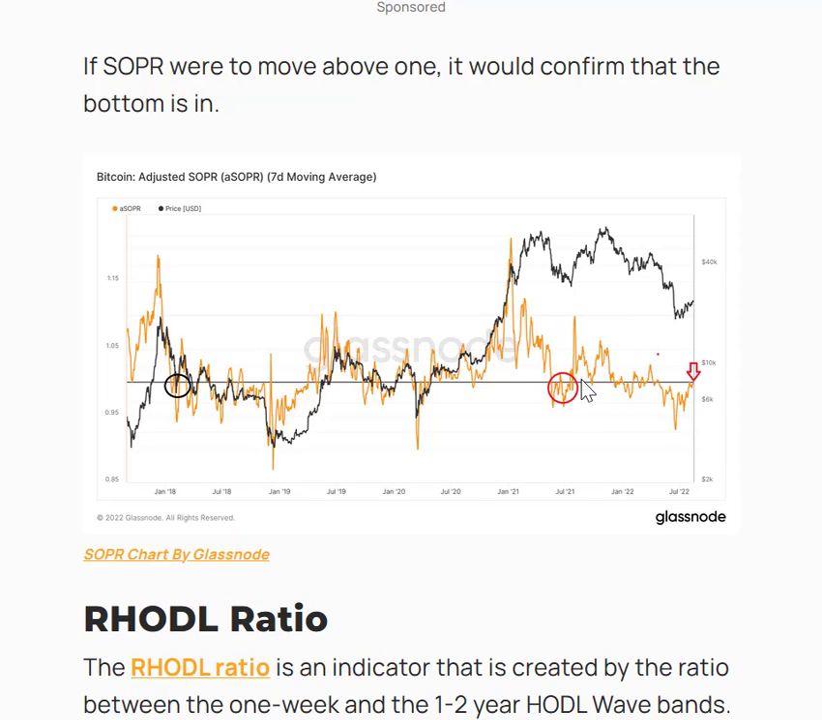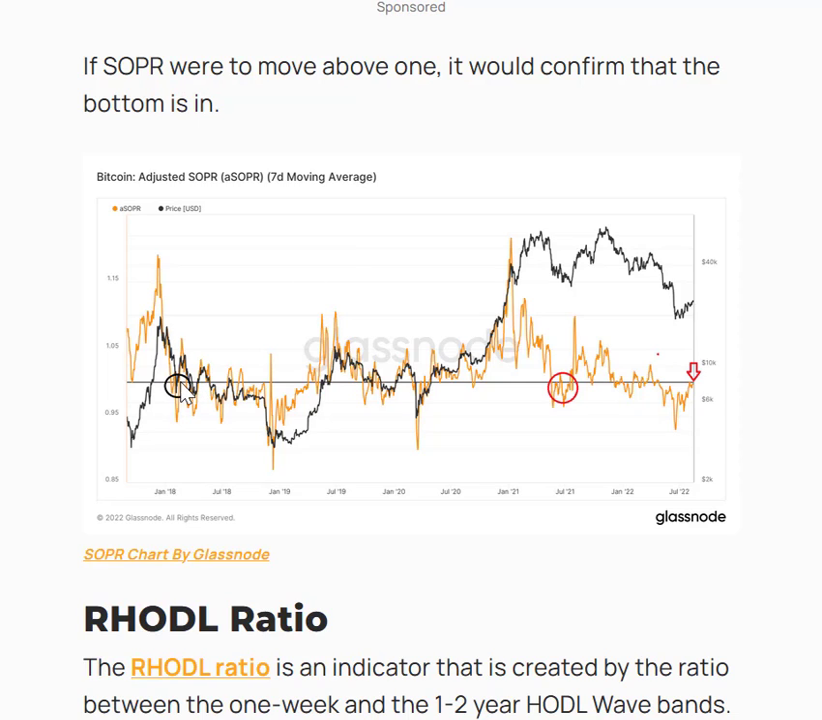In the current bull run, the SOPR broke down below the line of 1 in May of 2021 here. And the low was reached 13 months after the first breakdown, as you can see here. Do you notice the pattern now?